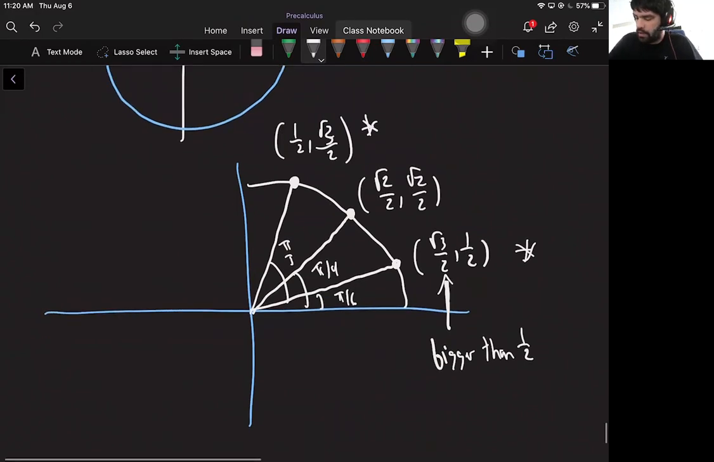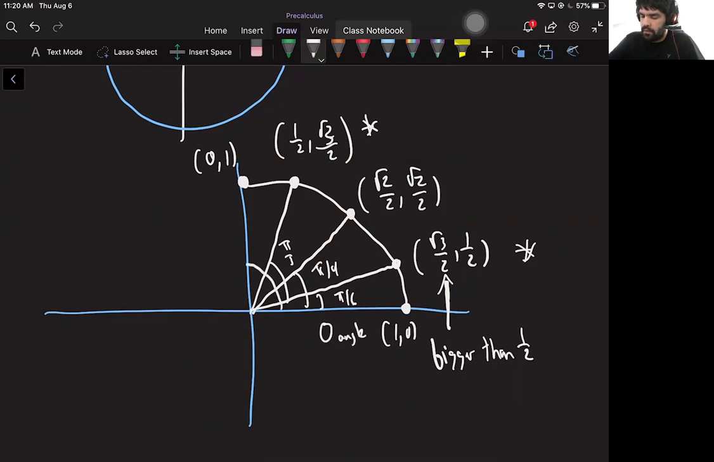And then I guess we might as well write these points too: 1, 0. And then this one would be 0, 1. So what angles are those for? That's for the 0-degree angle. And then this one would be for pi over 2.